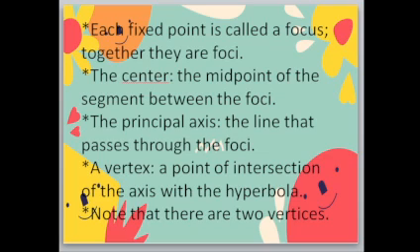So each fixed point is called a focus. Together, they are foci. The center is the midpoint of the segment between the foci. The principal axis is the line that passes through the foci. And a vertex is a point of intersection of the axis with the hyperbola. Note that there are two vertices.